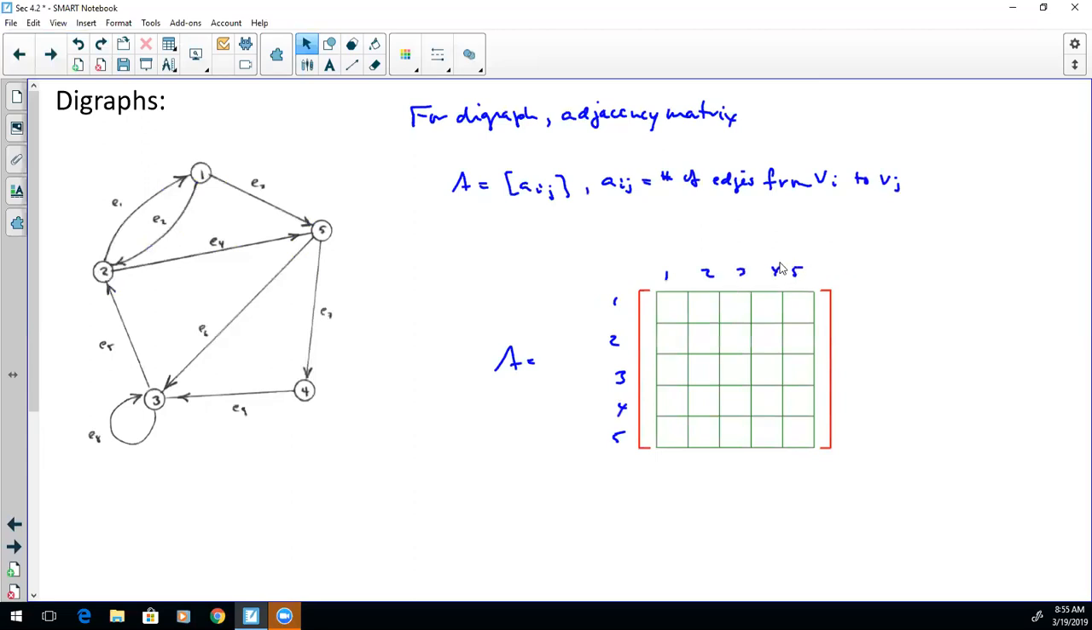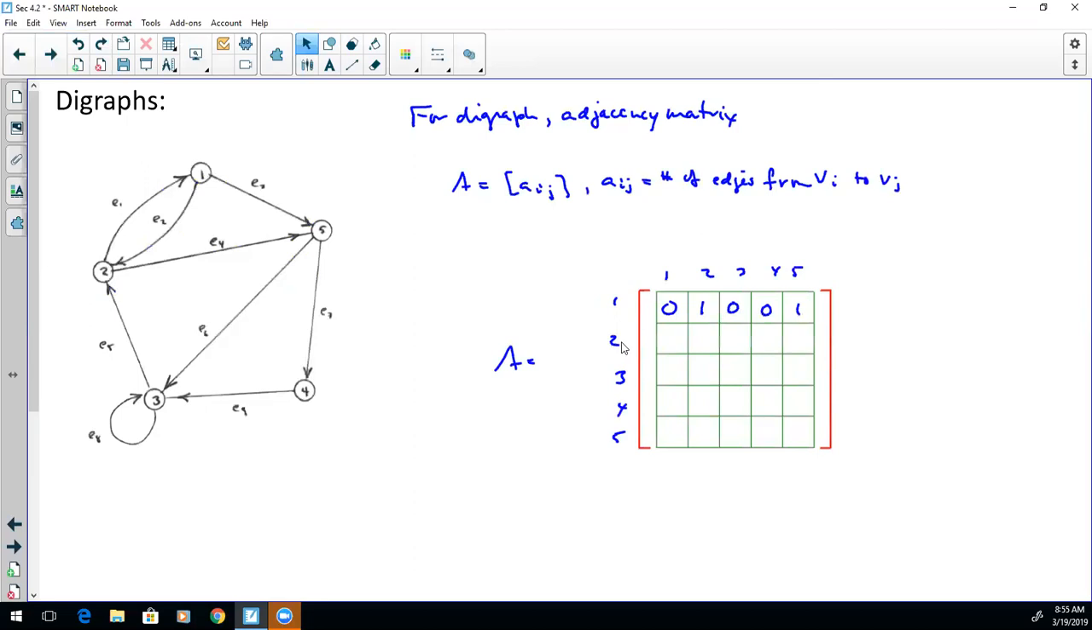Okay, so we have a direction here, not the number of edges that connect these two, but the number of edges from one to another. So how many edges are there from 1 to 1? None. From 1 to 2, there's 1. From 1 to 3, no edge goes from 1 to 3. From 1 to 4, no. From 1 to 5, 1. Okay.